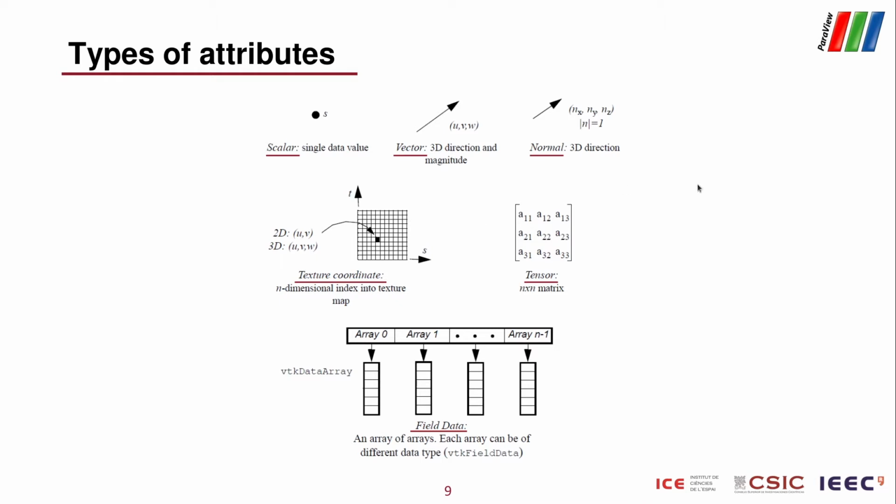On the other hand, the types of data that we can include are scalars, which are single data values, 3D vectors in a 3-dimensional space, 3-dimensional normals with a norm of 1, then more complex data like texture coordinates or tensors or field arrays.